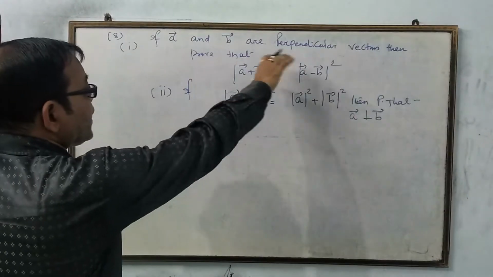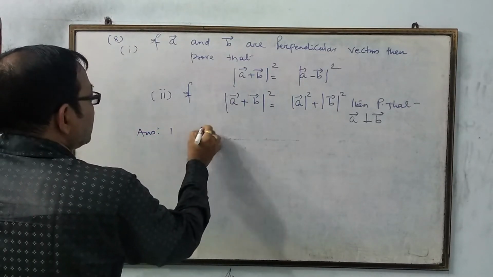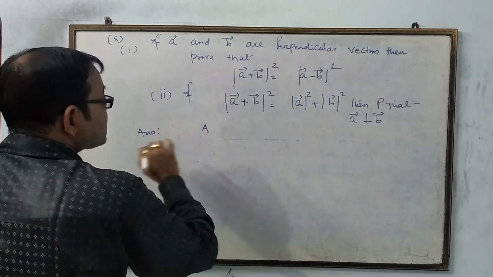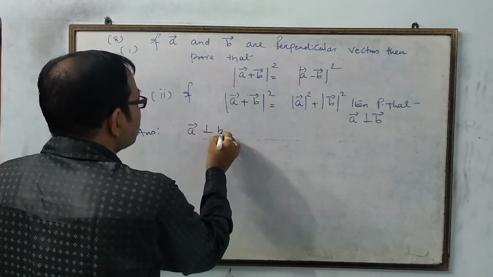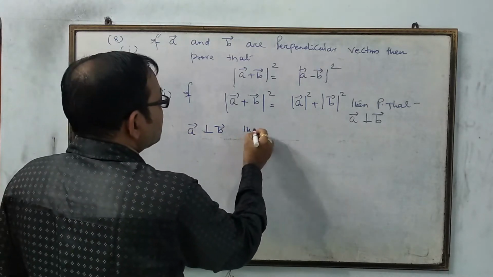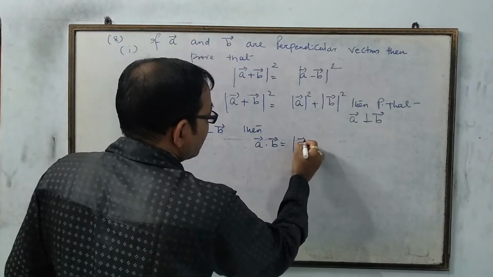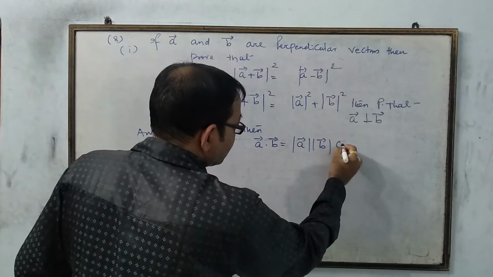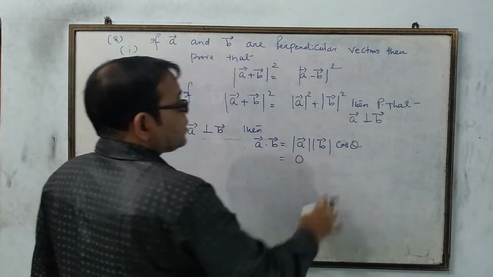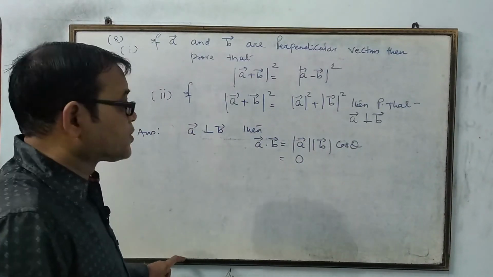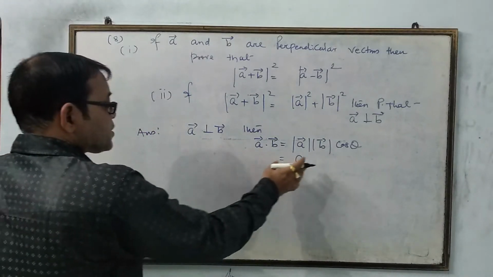The condition is A is perpendicular to B. Then we can write that A dot B is equal to magnitude of A into magnitude of B into cos theta, which is equal to 0, because theta is equal to 90 degrees, and cos 90 is 0. So A dot B equals 0. This is the given condition.